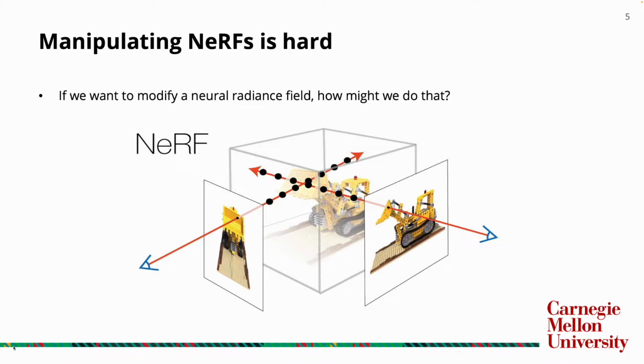But what if we wanted to manipulate or edit these neural radiance fields? How might we do that? It turns out that this is not an easy task, and is the subject of much of the recent NeRF research.